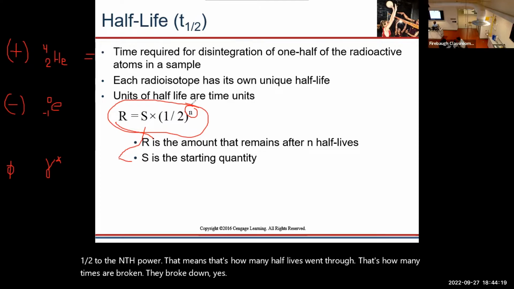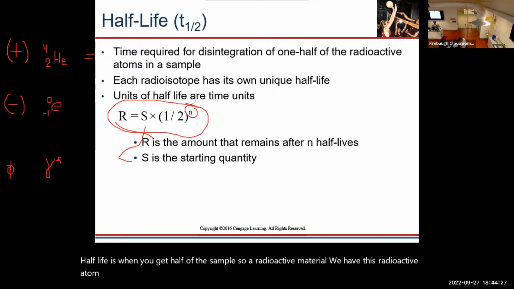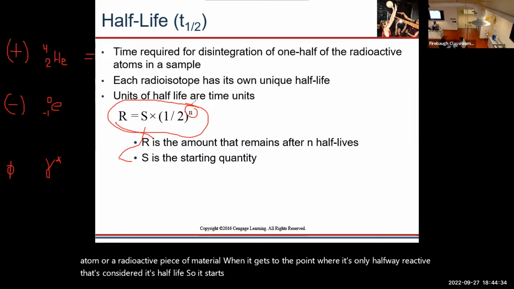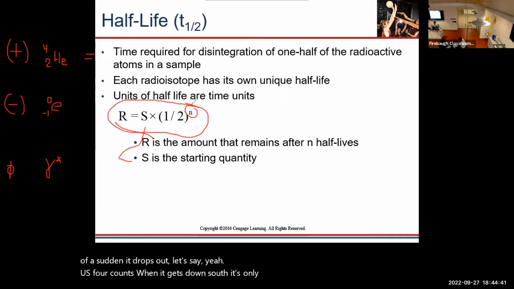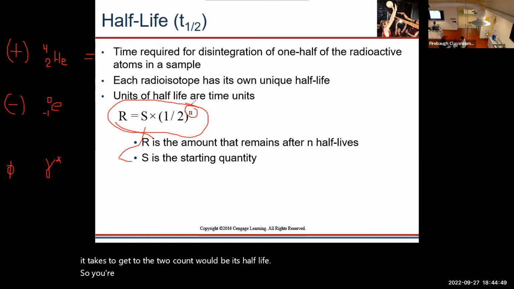So half-life is when you get half of the sample. So radioactive material that's radioactive, then it gets to the point where it's only half radioactive. That's considered a half-life. Okay. So it starts off, okay, I have this count, and then all of a sudden it comes down to, say, 4 counts. Then it gets down to 2 counts. So you're at half the amount.